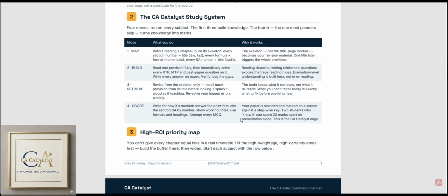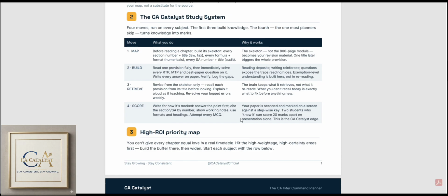Read one provision, understand fully, immediately solve the past question papers, RTP, MTP relating to that concept. So whenever you write a provision, the index concept, alongside in an index, you should refer to the question numbers, like 1, 2, 3, 4. These question numbers, when you solve them on the last day, will help you. Which RTP should I refer, which MTP should I refer for this question.